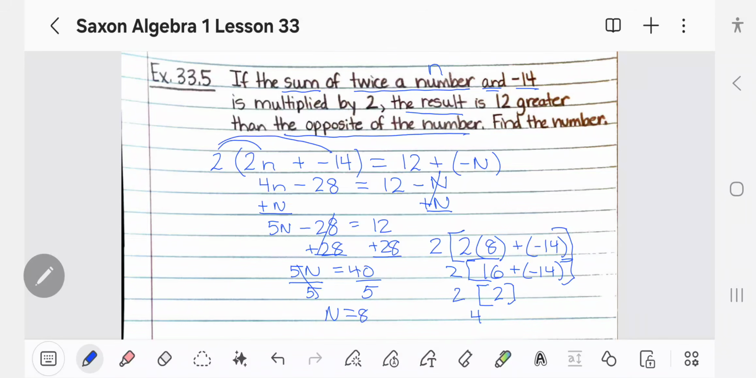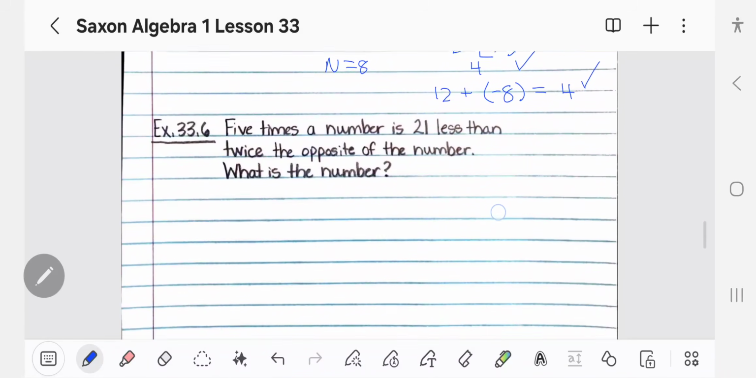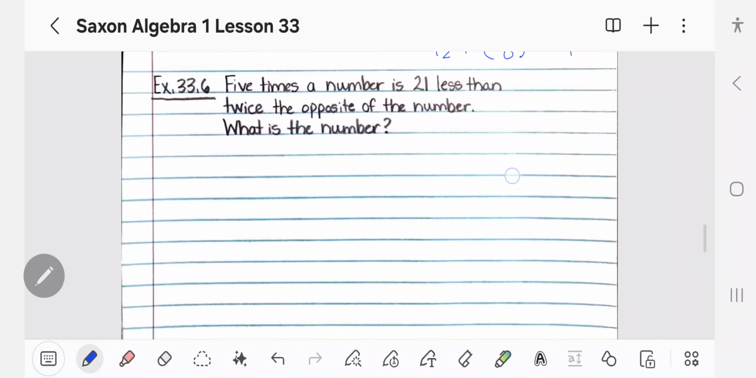Okay. That result is 12 greater than the opposite of the number. And the number is 8. 12 plus a negative 8 is going to give you 4. So it works. All right, 33.6, our last example.